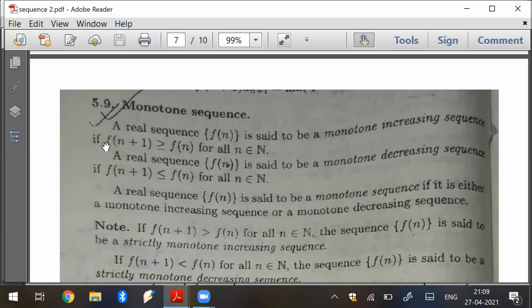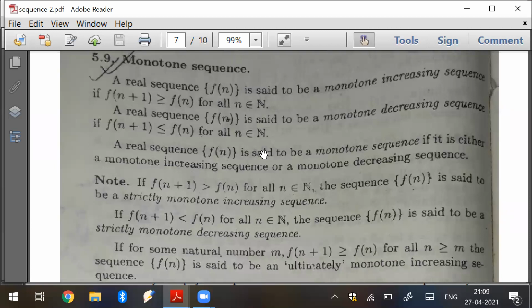Because in case some sequences may be there, obviously if you take two numbers, one is going to be greater than the other. And if you take other two numbers, that relation may be reversed. So this is very important. If you say it is monotone increasing or monotone decreasing, then for all n you have to mention. Otherwise it becomes meaningless. Okay?